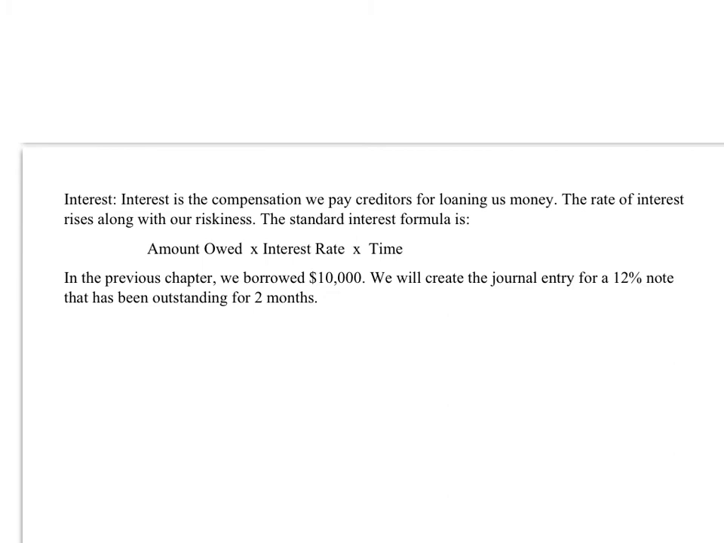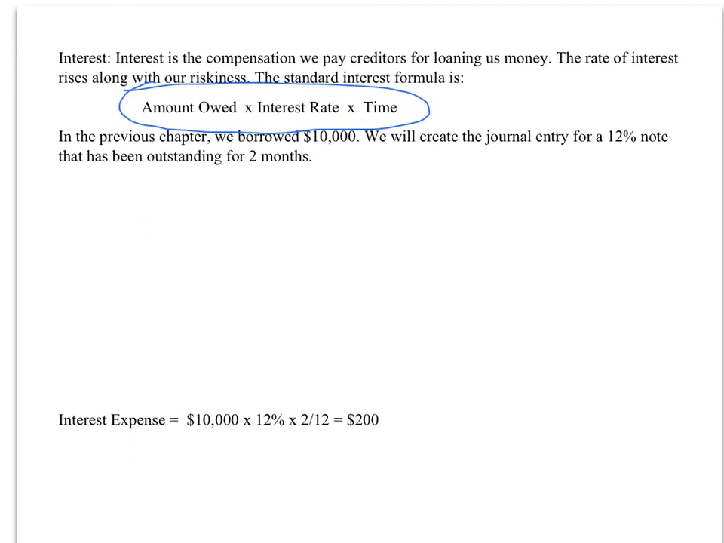So we're going to focus on interest expense here. Back in the last chapter, we borrowed 10 grand. They're going to charge us 12% on the note because we're relatively risky, and the note's been outstanding for 2 months. To calculate interest, you'll always use the same formula. What's the amount of the loan? In this case, 10 grand. What's the interest rate in annual terms? 12%. And how much time has it been outstanding this period? 2 months. So our interest expense calculation is the 10 grand times 12% times 2 over 12. So $200 is the interest expense that has accrued since we borrowed the money.